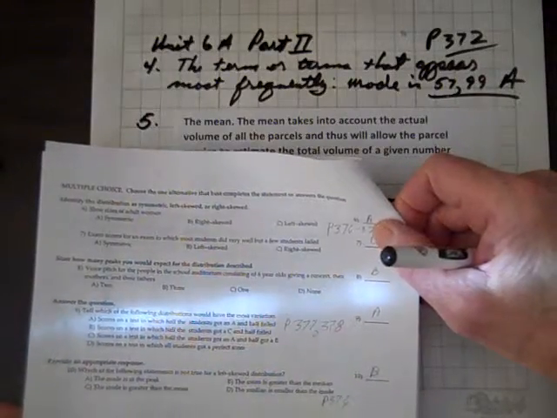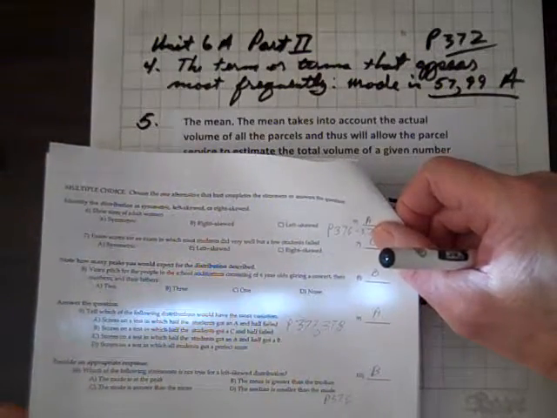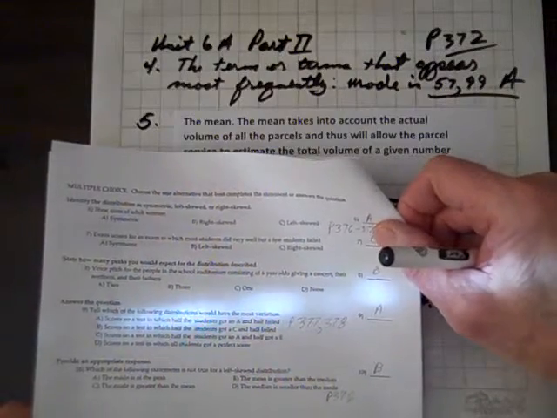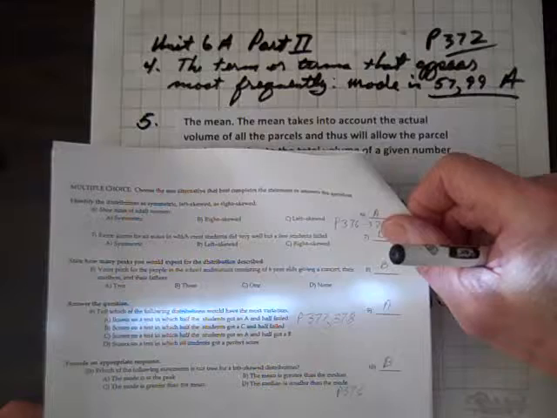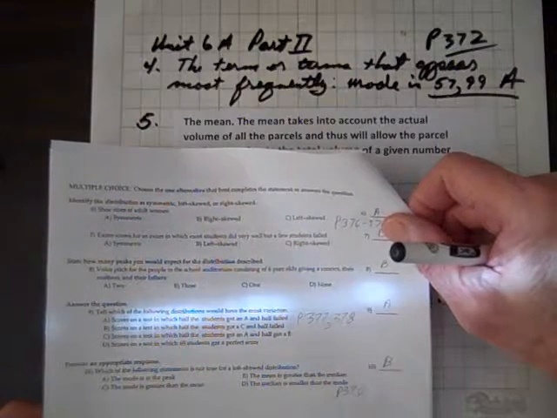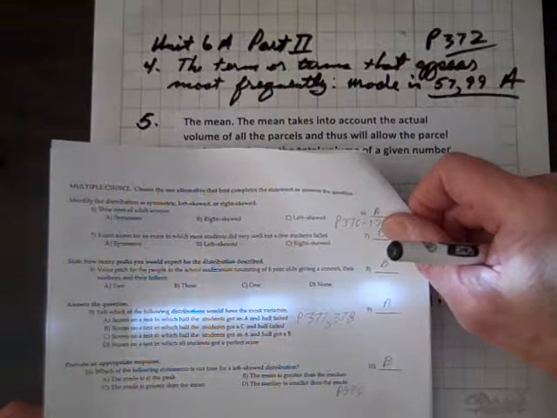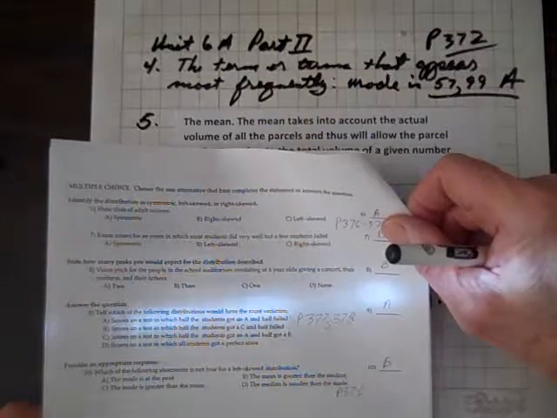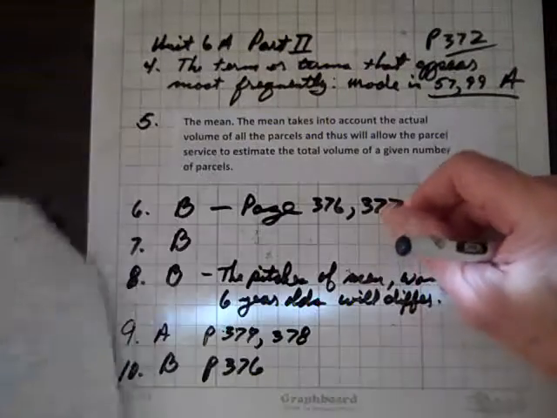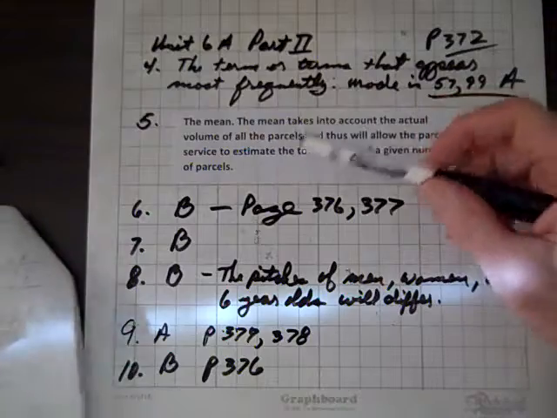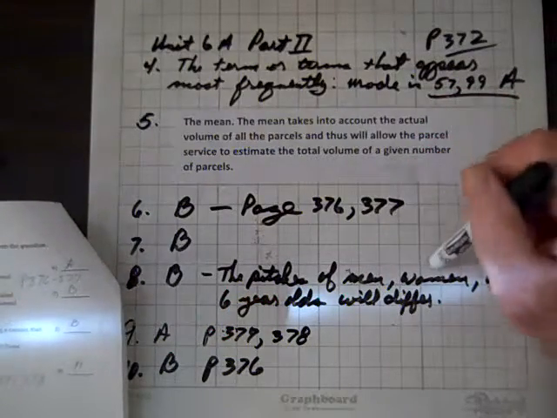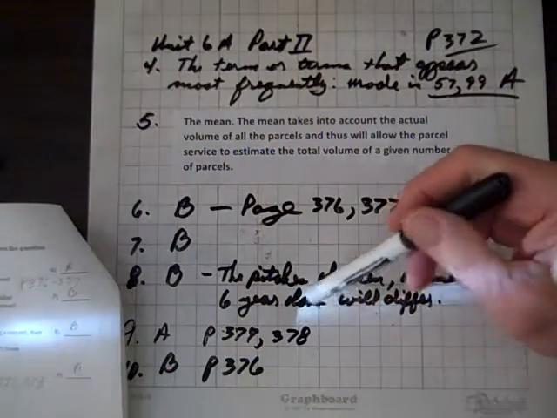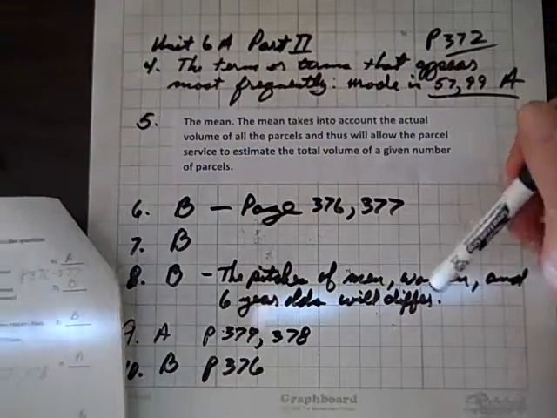Now for 8, we've got to state how many peaks you would expect for the distribution. And it's voice pitch for the people in the school auditorium, consisting of 6-year-olds giving a concert, their mothers, and their fathers. So we're going to have 3 peaks, because the pitches of the men will be different from the pitches of the women, which will be different from the pitches of the 6-year-olds.